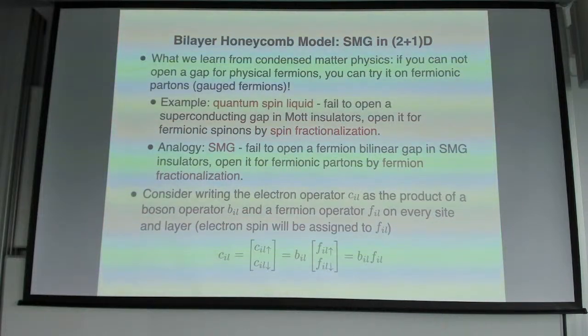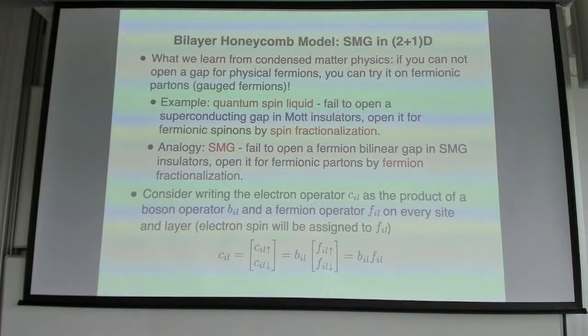So that's what we learned from condensed matter physics, that if you cannot open a gap for a physical fermion system, you can try it on so-called fermionic partons, on gauged fermions. Those physical fermions are restricted by symmetry. You are not allowed to add a bilinear term. But those gauged fermions, if you gauge it, maybe you can do that. There are examples like quantum spin liquids. One way to understand that in condensed matter language is it basically fails to open a superconducting gap in a Mott insulator. And that leads to a superconducting gap actually for fermionic spinons, if you fractionalize the spin into spinons, into spin-1/2 fermions, for example.